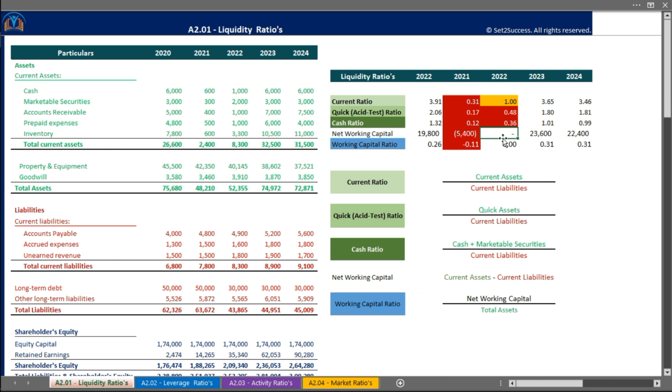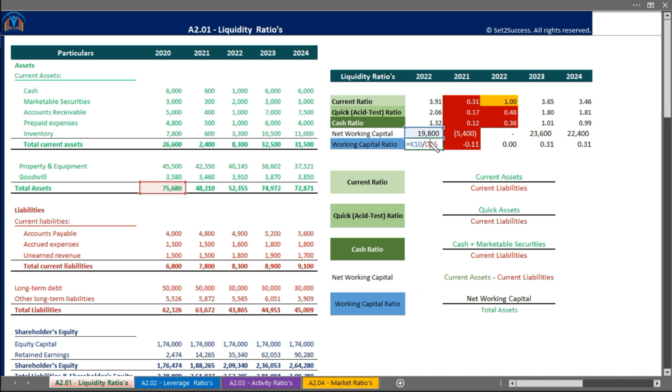Here in net working capital you don't have to do anything, because your total current assets and total current liabilities are the same. In 2023 the condition is okay for the company, because after deducting your current liabilities, which is 8,900, you are left with 23,600. And in 2024 by paying 9,100 you are left with 31,500.